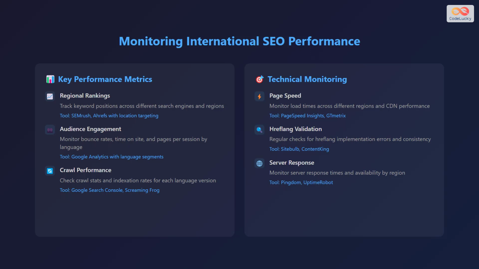Hreflang validation. Regular checks for Hreflang implementation errors and consistency. Sitebulb and ContentKing can help with this. Server response. Monitor server response times and availability by region. Pingdom and UptimeRobot are helpful tools. These metrics and tools will help you stay on top of your international SEO performance and make data-driven decisions.